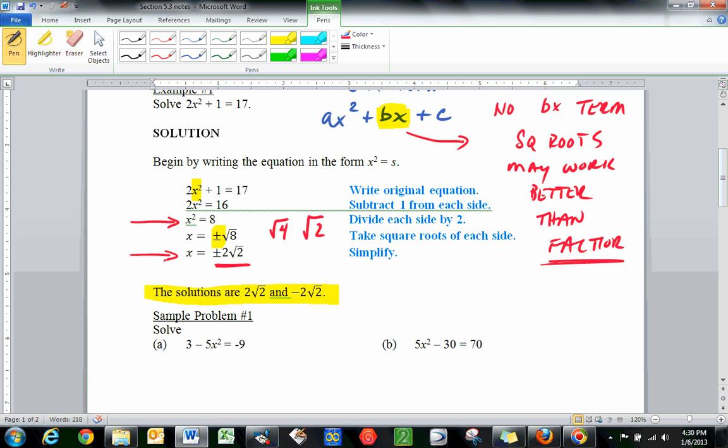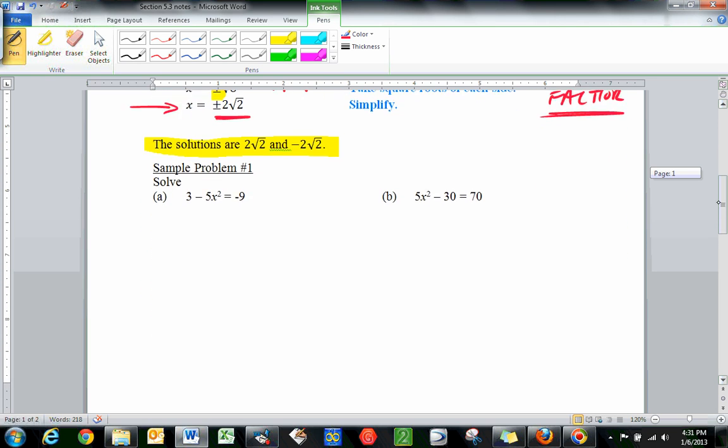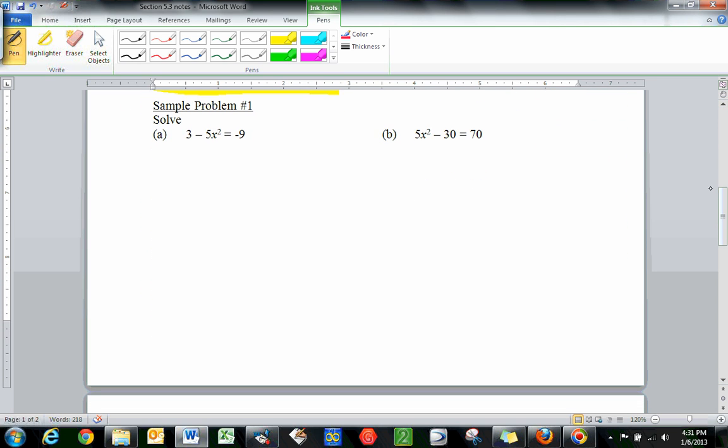So let's get some practice doing some basic problems here. If you look at sample problem number 1, part A and part B, it says to solve the quadratic, then what you realize is that there is not an x term in either one of them, so we want to isolate the x squared term so that we can use square roots to solve these. So go ahead and pause the video and work part A and B at this time.